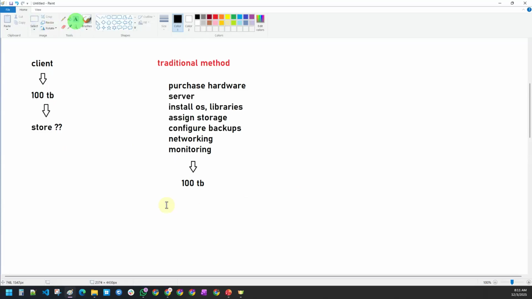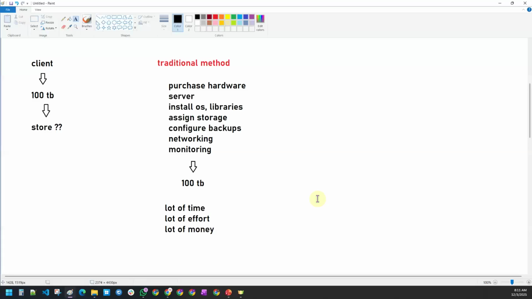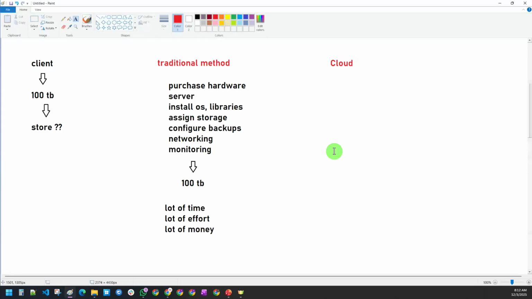Now this will take a lot of time, a lot of effort, a lot of money. So when you're working in the traditional method, this will take a lot of time, effort, and money. Now tell me, guys, if you work on cloud platforms, what do we have to do? The alternate method is that nowadays we have cloud platforms.